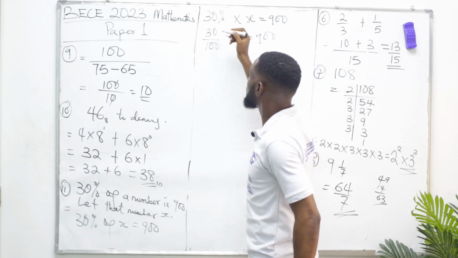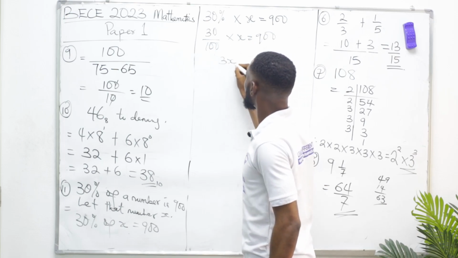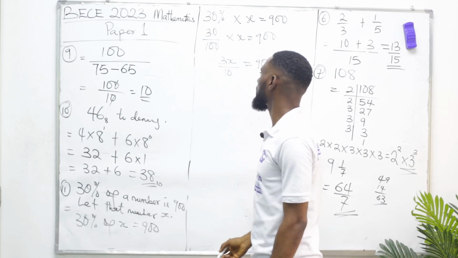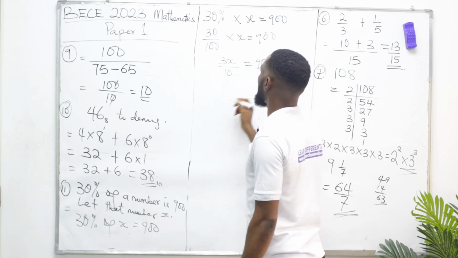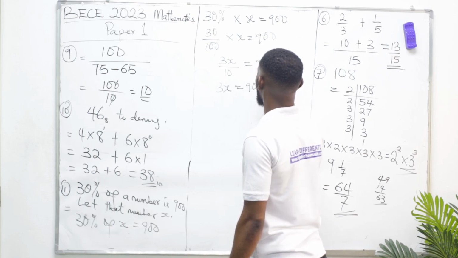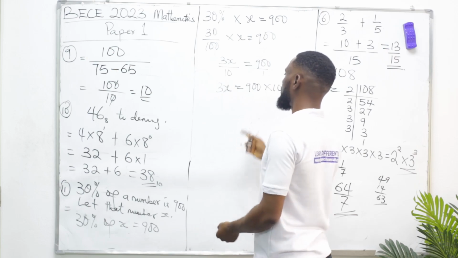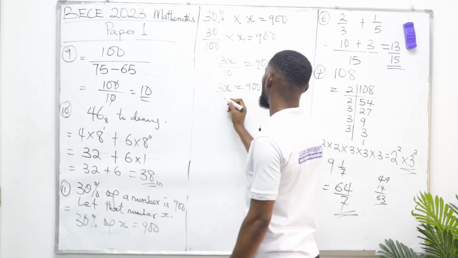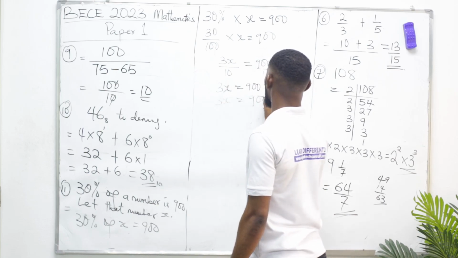So this 0 will remove this 0, so we have x times 3. So this is 3x over 10 is equal to 900. Is that okay now? This is over 1, cross multiply. So 3x will now be equal to 900 times 10. 900 times 10 is 9,000. All right? So 3x is equal to 9,000.